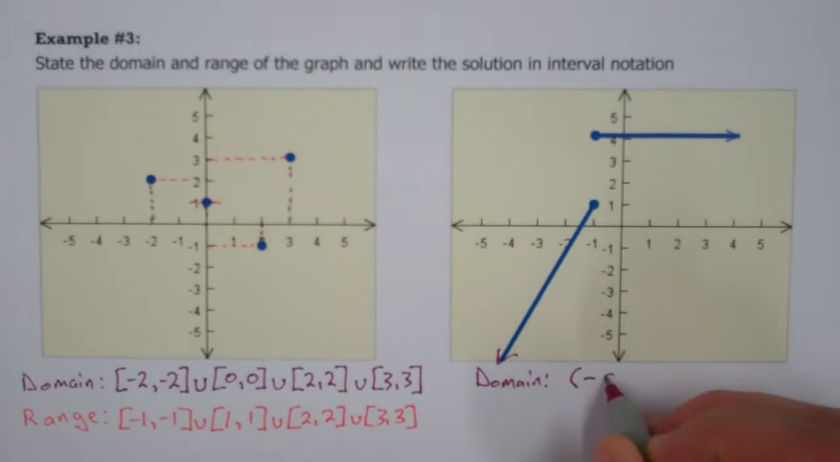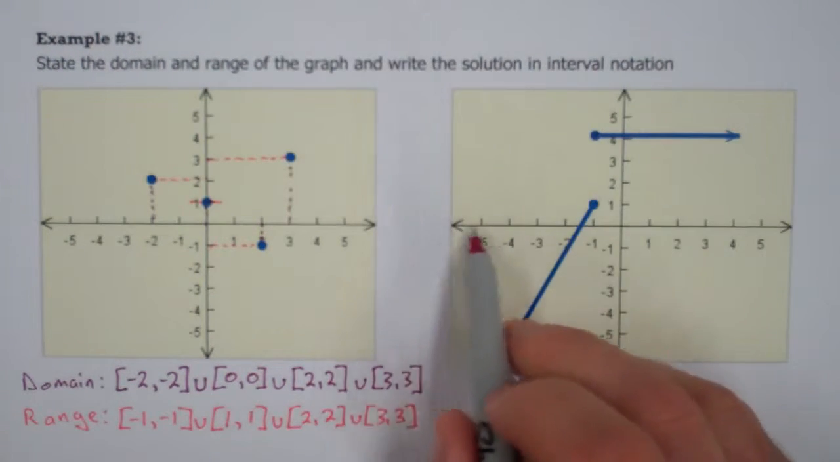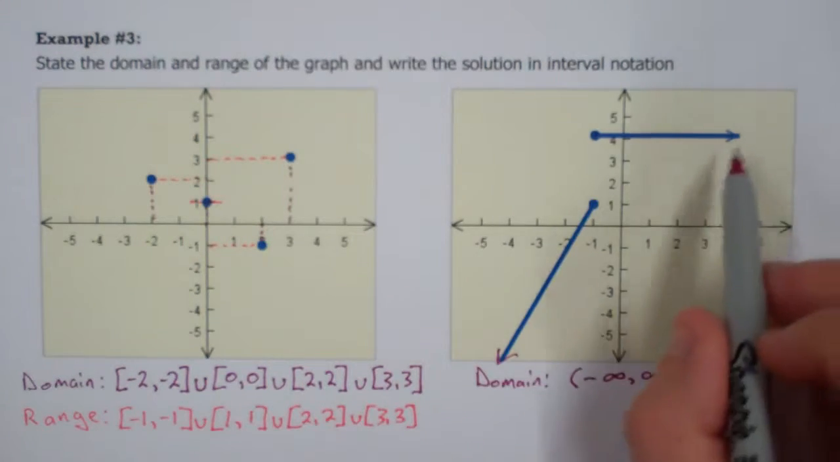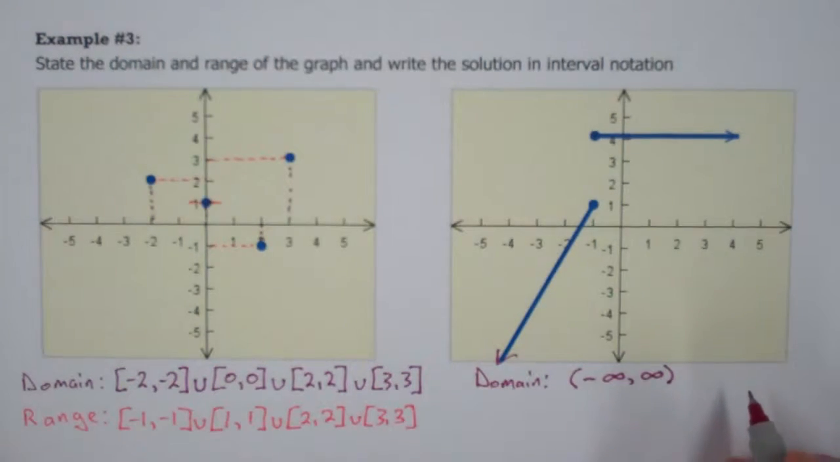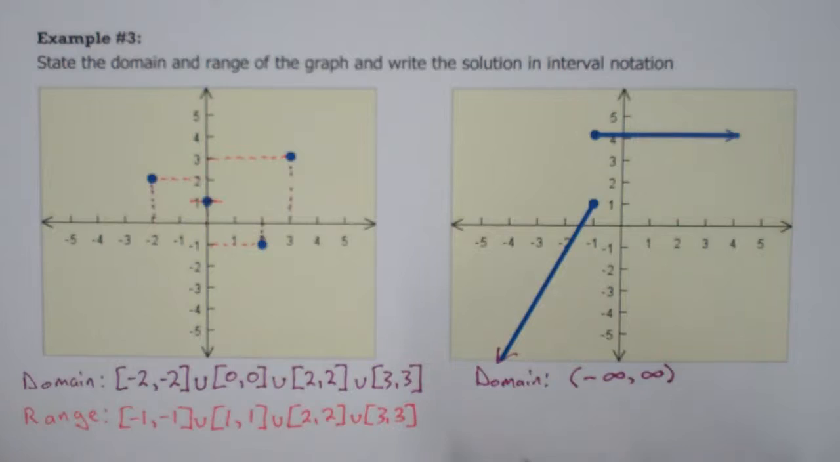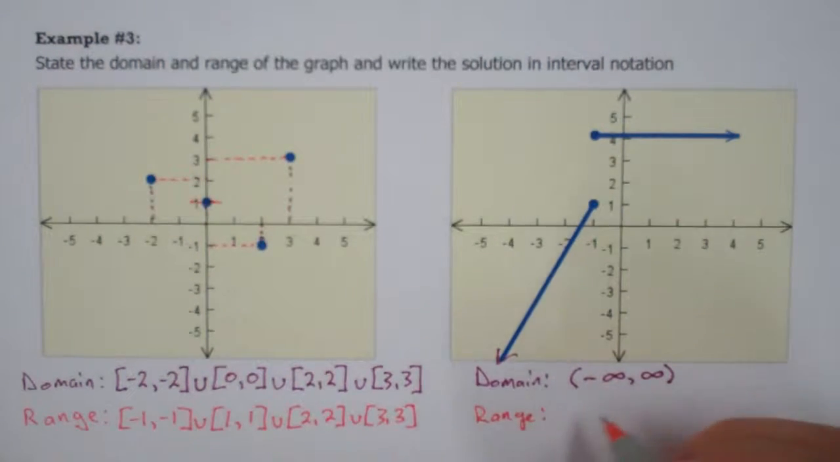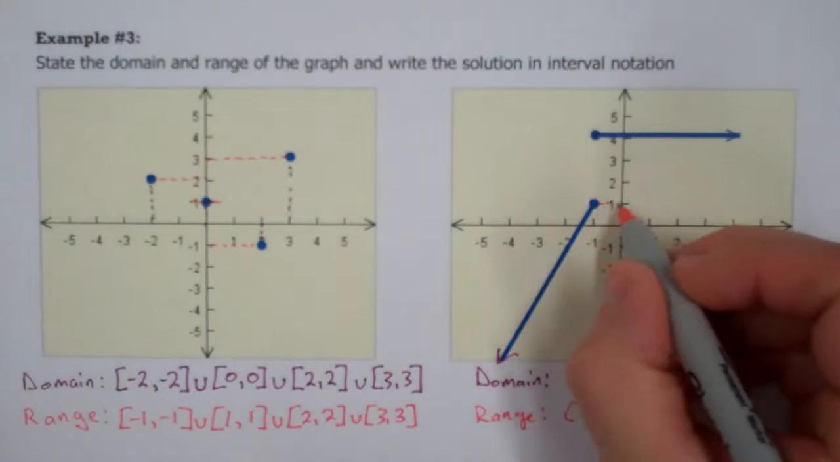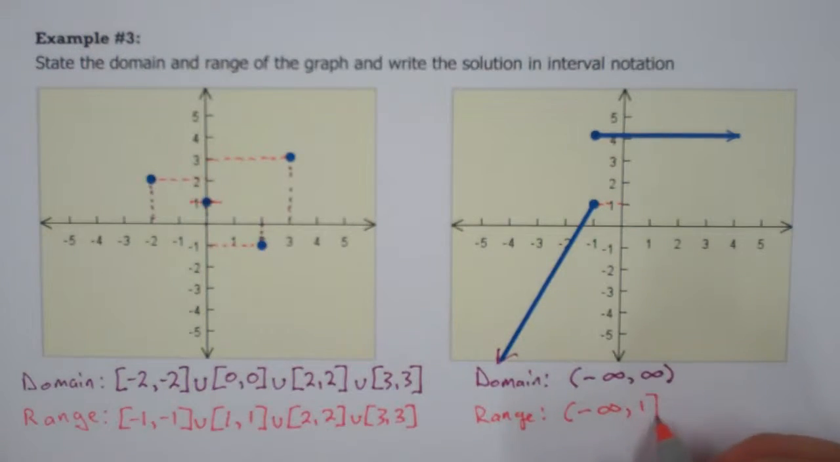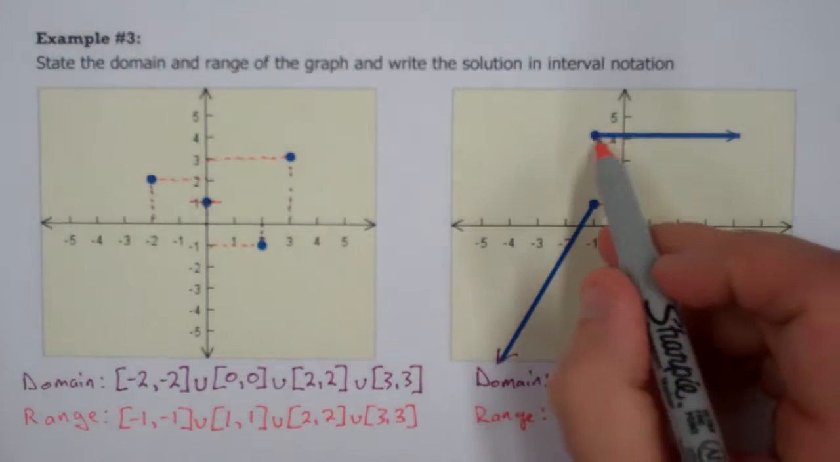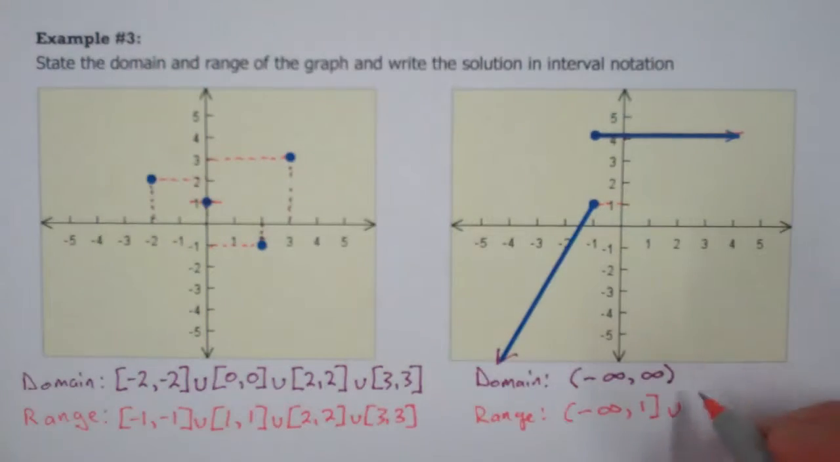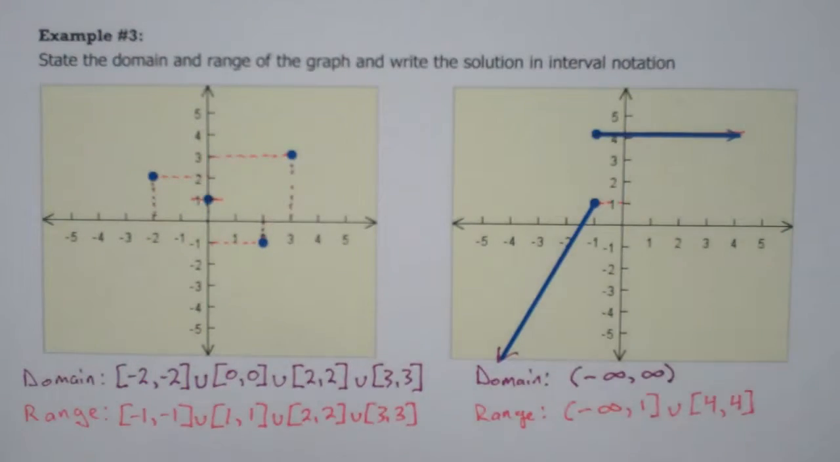In interval notation, we write that -infinity to infinity. Even though there's a gap here, if we only look left to right, there really is no gap left to right. Any x value here has a point on the graph. The range will be a little bit different. So for the range, you want to start with the lowest value. That's -infinity up to and including 1. We have this gap here of some values that do not exist. And then we only have one value here that the graph exists at for the y, and that's 4. So we want to write that as 4, 4 with brackets surrounding it.